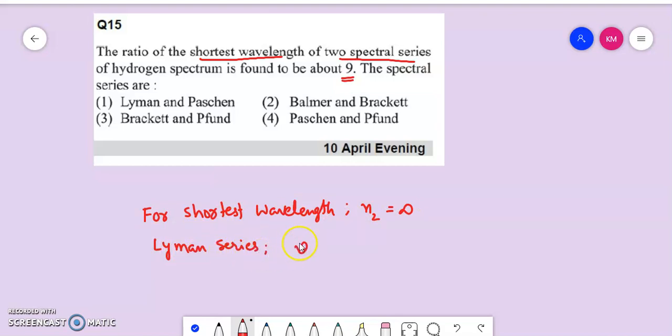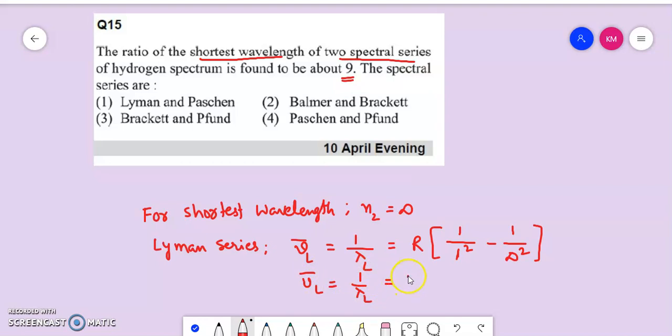For the Lyman series, nu bar L, which is 1 by lambda L, is equal to the Rydberg constant times (1 by n1 square minus 1 by n2 square). n1 for Lyman is 1 and n2 is infinity, so nu bar L, which is 1 by lambda L, is equal to R. So lambda L, the wavelength of the Lyman series, will be equal to 1 by R.